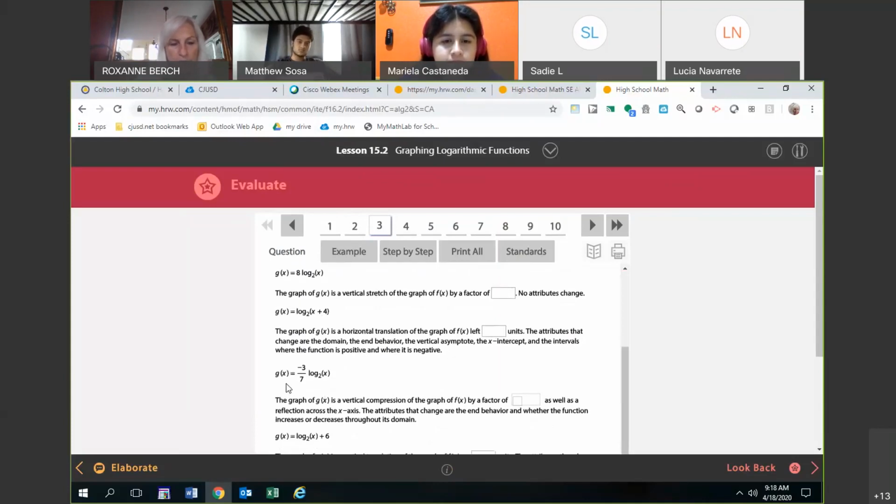Another g function, -3/7 times log base 2 of x. The graph of g is a vertical compression of the parent by a factor of what?